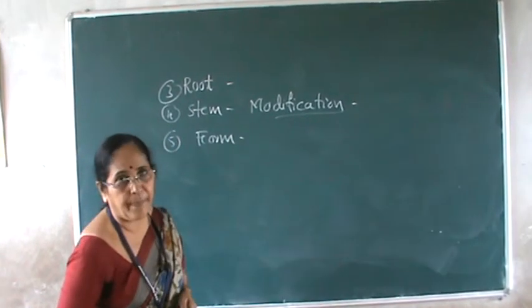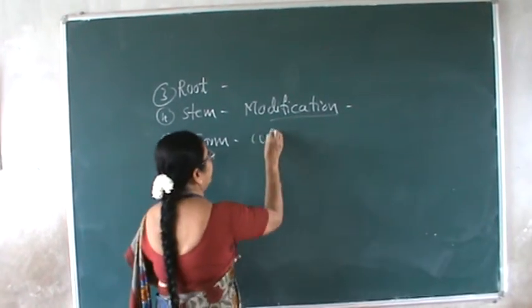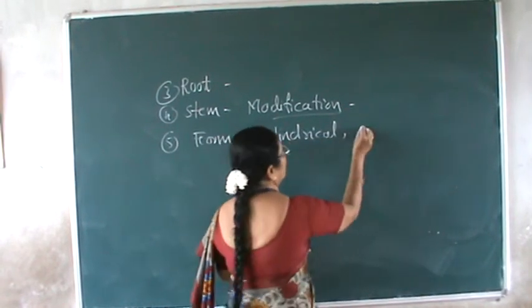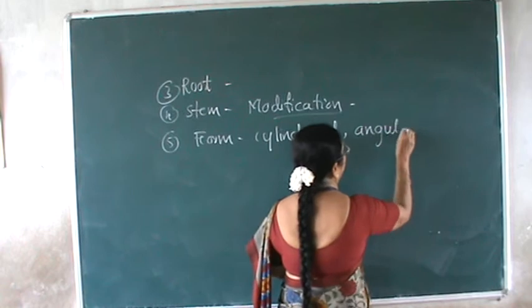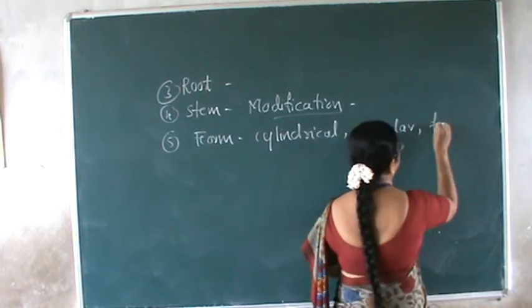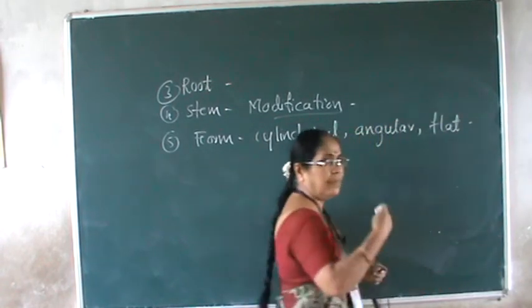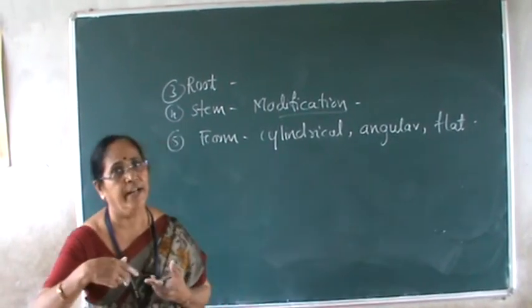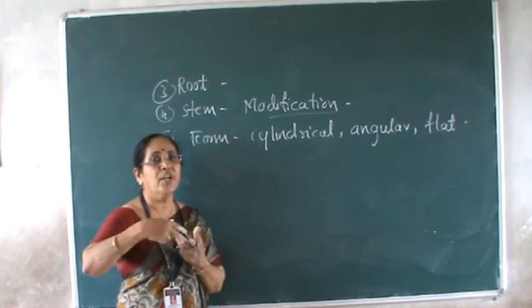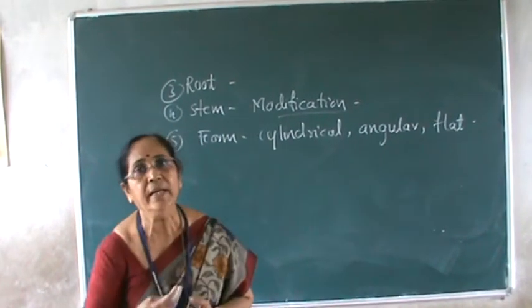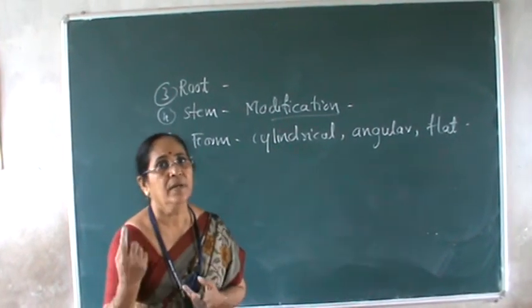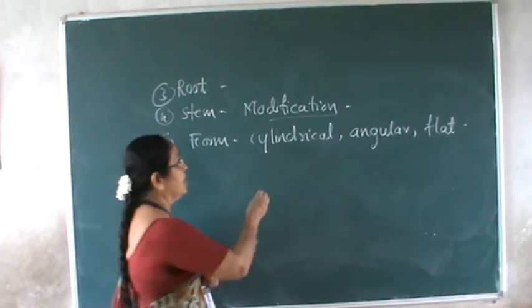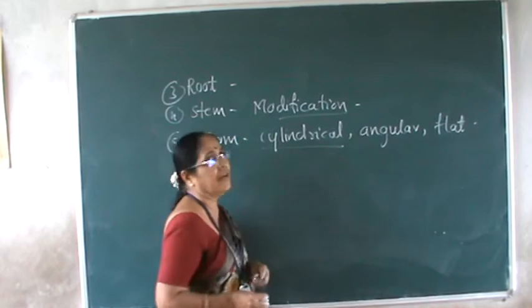Form, the shape of the stem. It may be cylindrical, angular, flat, etc. We can mention. Generally, in most of the cases, the stem is cylindrical in nature, because if you take a stem section, it appears as round. Cylindrical nature is the general feature.